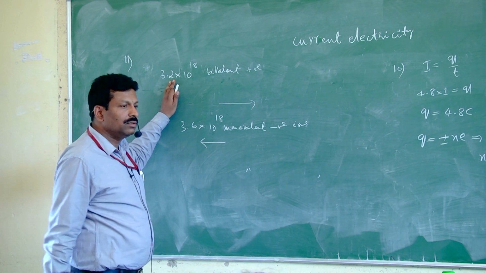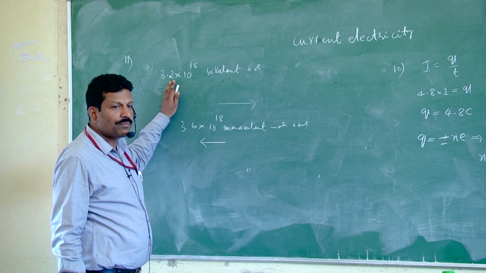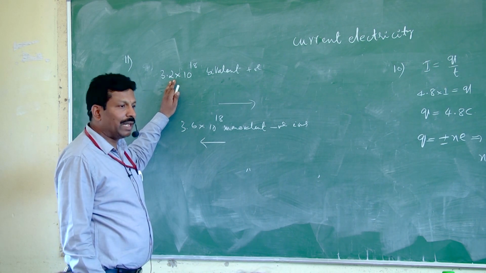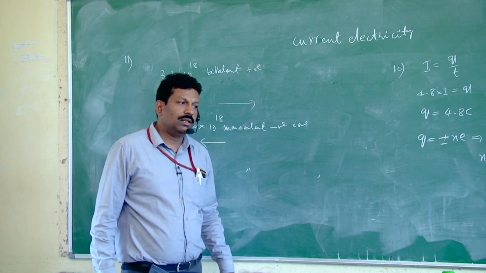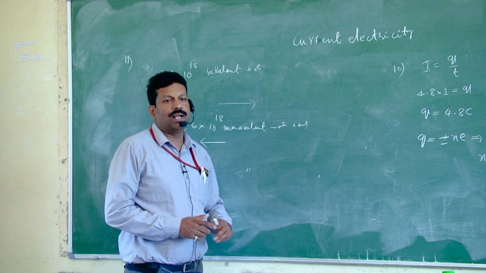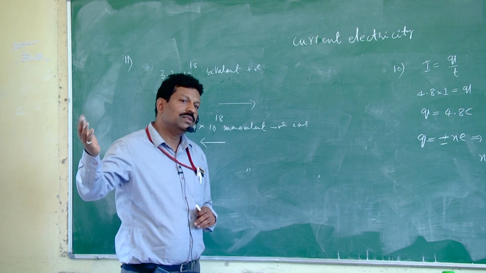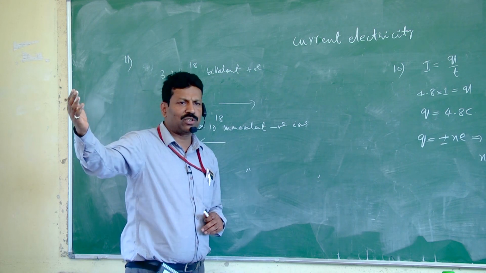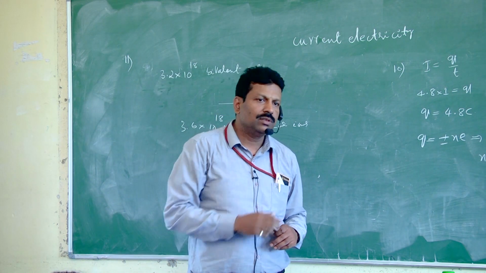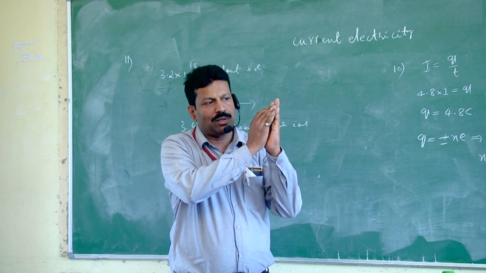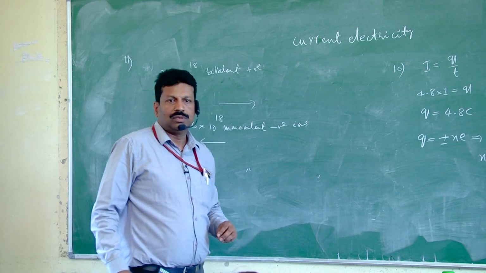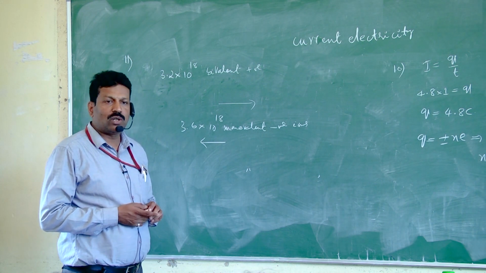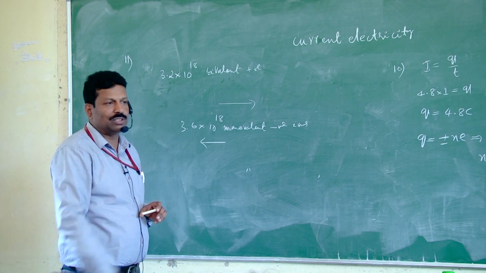I repeat again. Definition of current is positive ions to negative ions. Generally, current: how many electrons are moving from negative to positive? If n number of electrons move from negative to positive, the same number of positive ions move from positive to negative. The current direction is positive to negative, whereas electron direction is lower potential to higher potential.